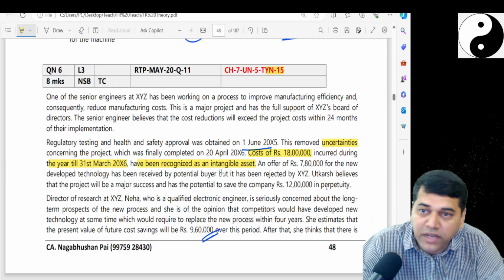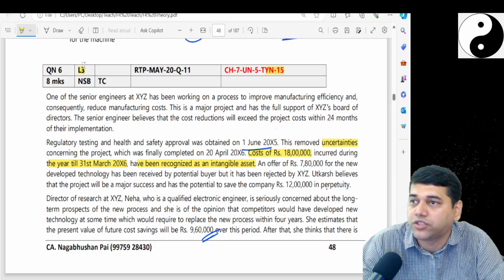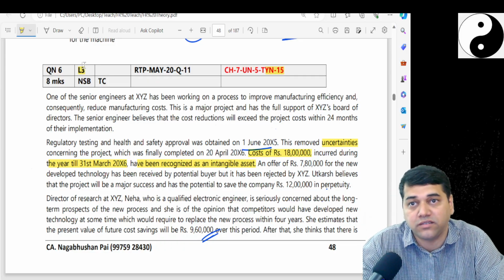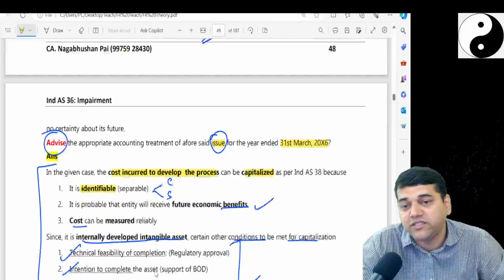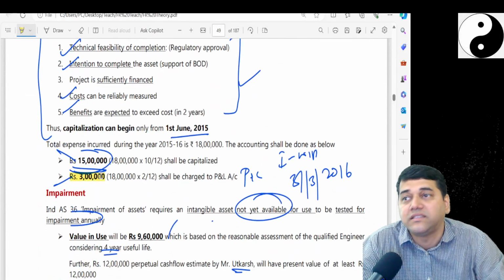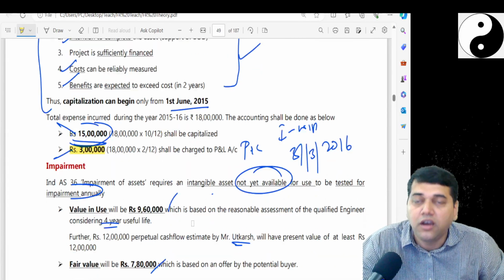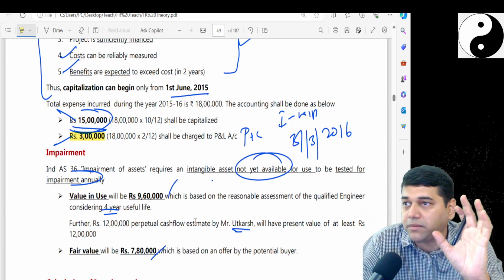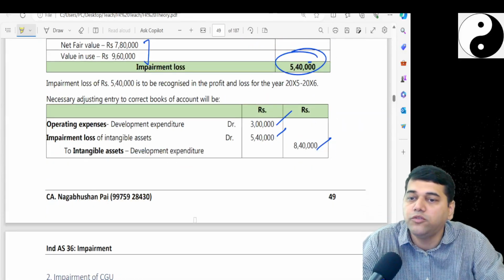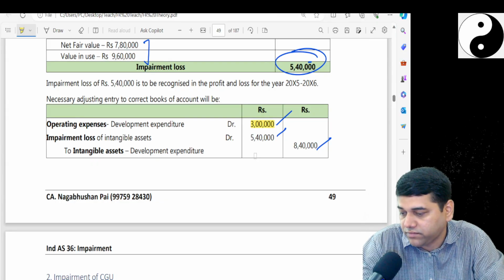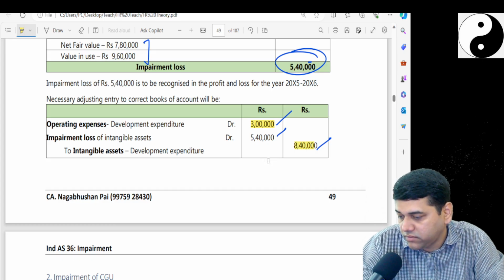Understood, no? So in one question, that's why I call it an L3 level question, because in this one question two issues of two different standards are sitting. The first portion is they made one wrong capitalization of 18 lakhs. So you have to reverse 3 lakh. The second issue is the impairment needs to be done. Of that impairment, you have to decide which is the recoverable amount. Are you clear? So finally, they may ask you for a journal entry also. So you will pass this particular entry and you will close this. Yes, sure. Are you clear?